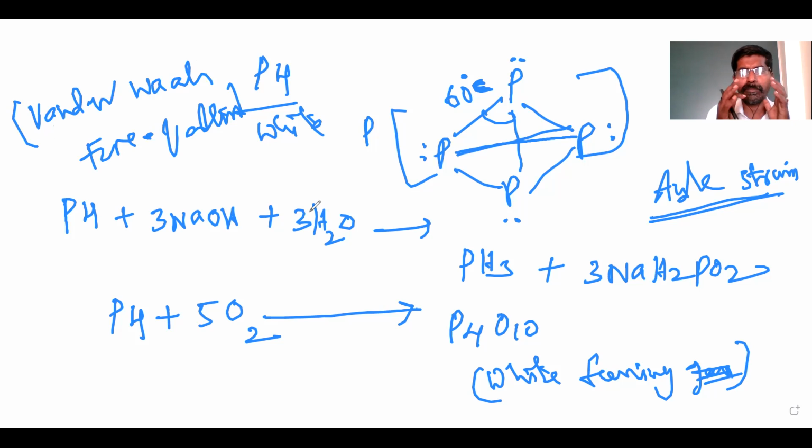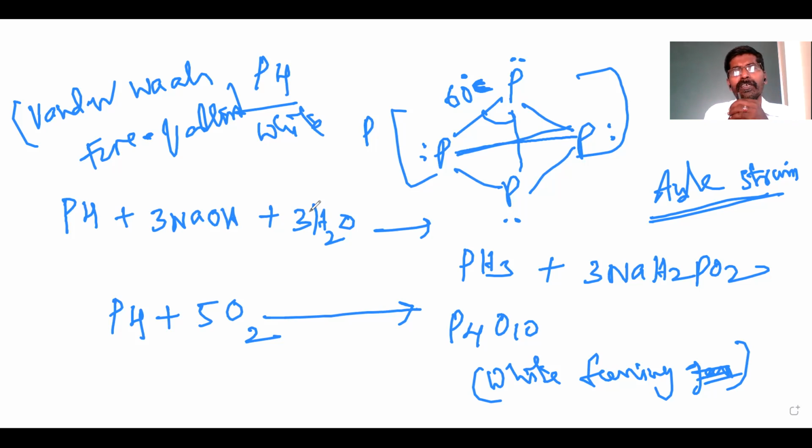Up to here we learned that phosphorus is found in different allotropic forms: white phosphorus, red phosphorus, black phosphorus, like that. White phosphorus is a white waxy solid type of compound.